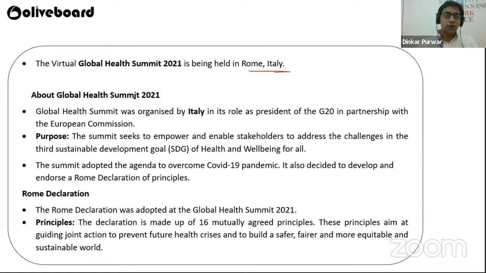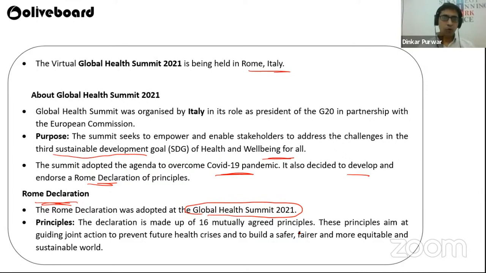So what is this Global Health Summit 2021? It was organized by Italy in its role as president of the G20 in partnership with the European Commission. The main purpose is to empower and enable stakeholders to address the challenges in the third Sustainable Development Goal, health and well-being for all. The summit adopted the agenda to overcome the COVID-19 pandemic. It also decided to develop and endorse the Rome Declaration of Principles. So the Rome Declaration was adopted at the Global Health Summit 2021, which happened in Rome, Italy. You should know this.